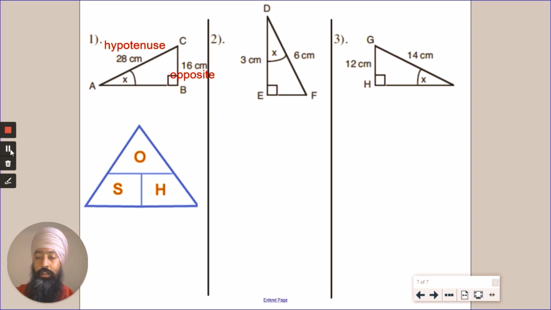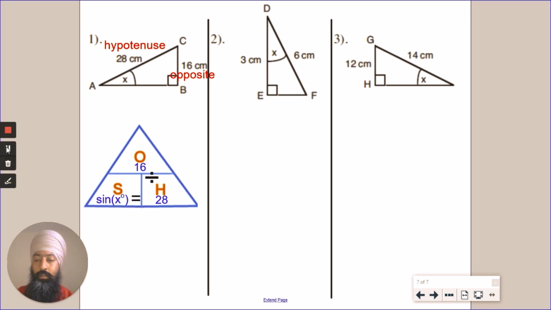Okay, your next step is to substitute the values into the triangle. Okay, so the opposite side was 16 centimeters. So the top of the triangle is 16. The hypotenuse, the longest side, is 28 centimeters. Therefore, the H is 28. And the angle that we are trying to work out is sine of the angle in the triangle.